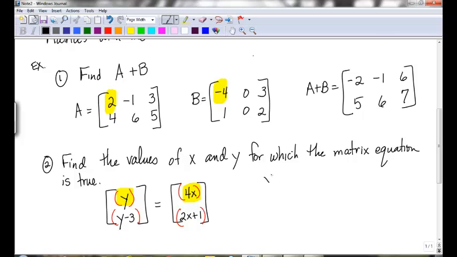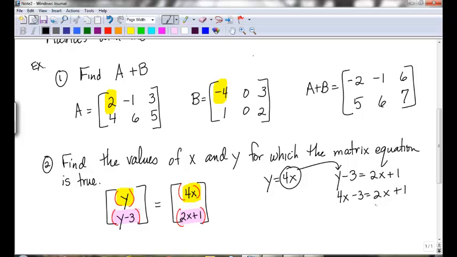So set them equal. y equals 4x. And this is equal to this, so set them equal. y minus 3 equals 2x plus 1. Now you have two equations, two unknowns. Substitution, linear combination, matrices. I would probably do substitution. y equals 4x, so sub that in. So you'd have 4x minus 3 equals 2x plus 1.